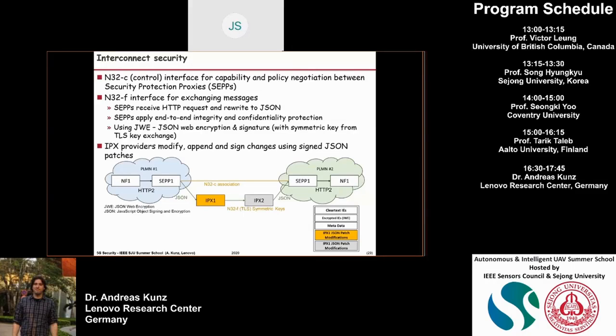N32-F, where the HTTP requests are rewritten to JSON, and then the SEPs apply end-to-end integrity and confidentiality protection. They use web encryption and signature with symmetric keys from the TLS key exchange before, and then you can, as an IPX provider, modify, append, and sign changes with these JSON patches in the specific parts.